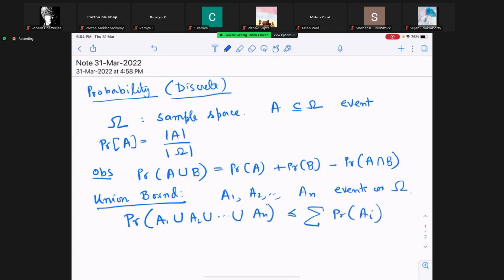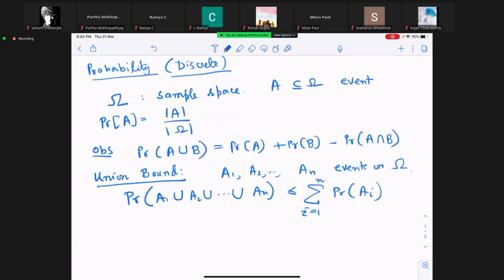I guess you know this. Have you seen this? You must have seen this, right? Yes, sir. So this is like inclusion-exclusion for probability, taking only the first term. In CS literature, this is often called the union bound. Remember this term.